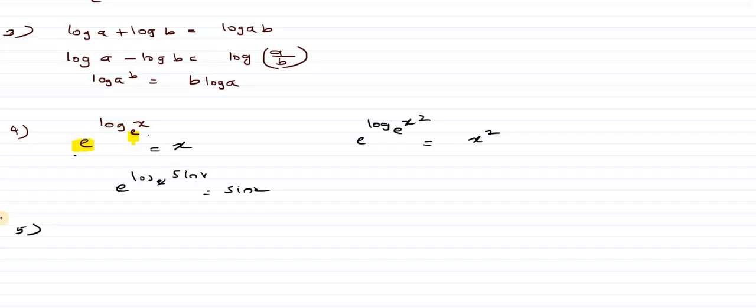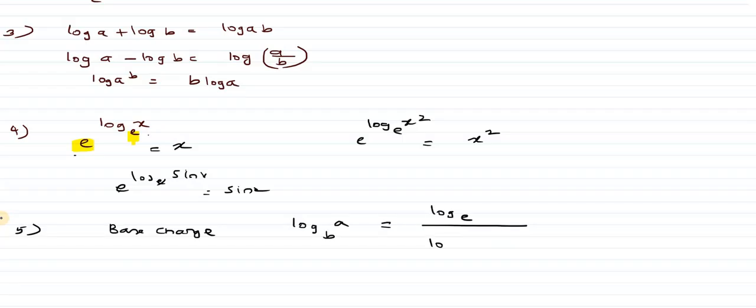Next is what? Base change theorem. What is base change theorem? When you have log a to the base b, what you have to do? Decide a common base. Suppose I will choose e as the common base. You can have base as e, 2 or 10. Any base you can select. These are all the common ones. So I will select a common base e.